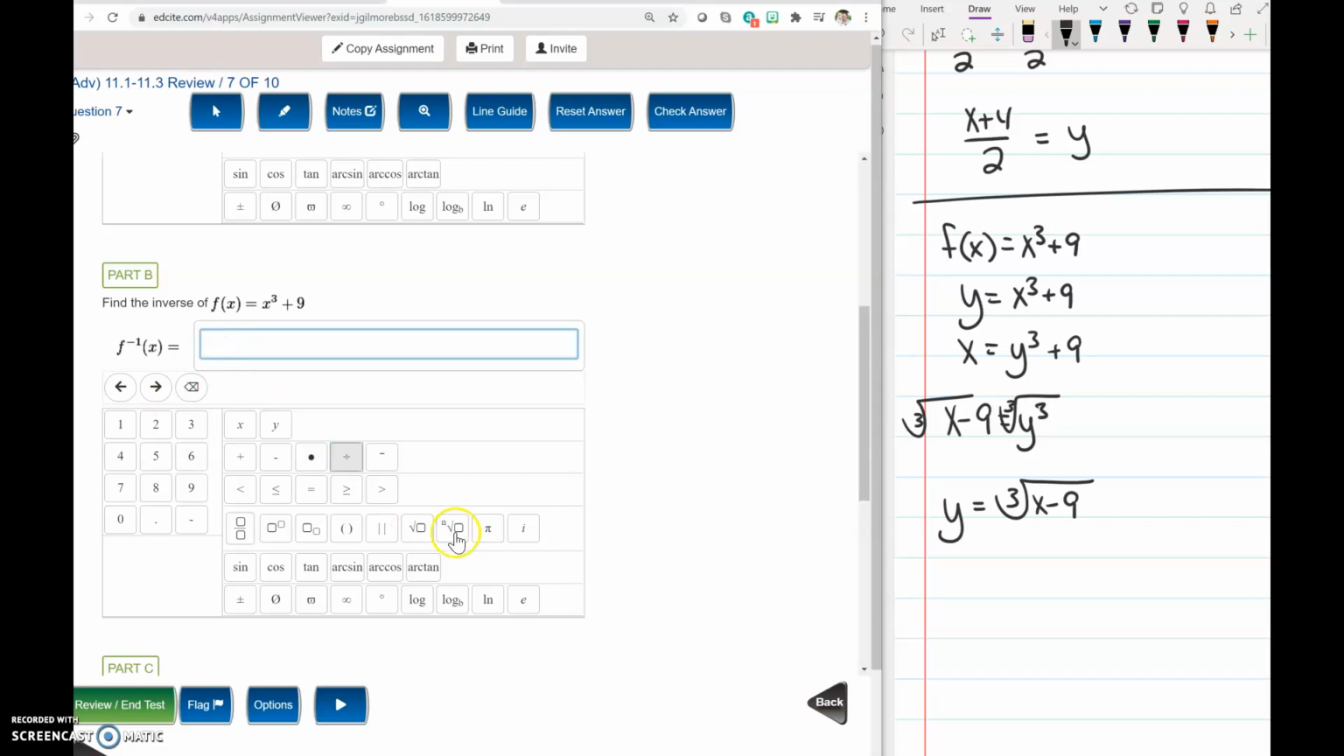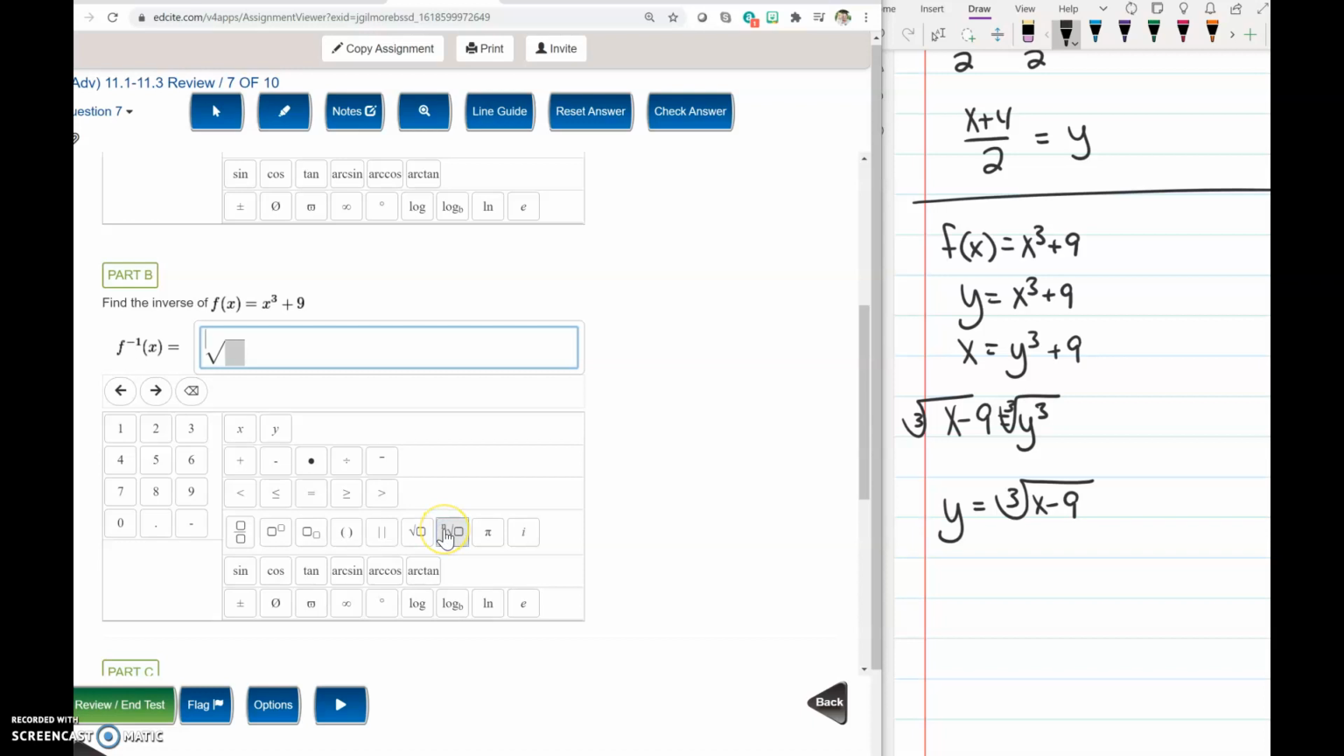In here, the cube root would be this nth root symbol. You type in the 3 to make it a cube root, and then get your x minus 9. The next video will pick up with part C, and then the rest of the questions on this test.